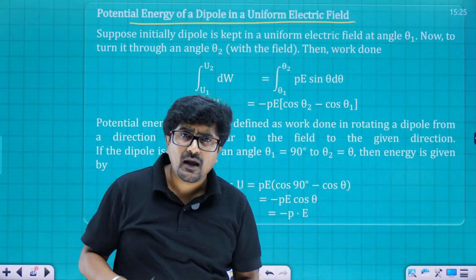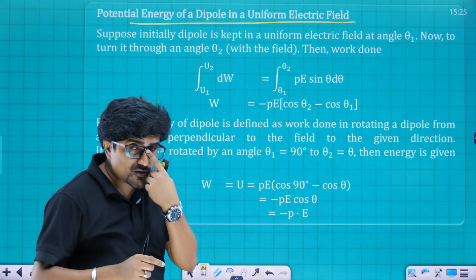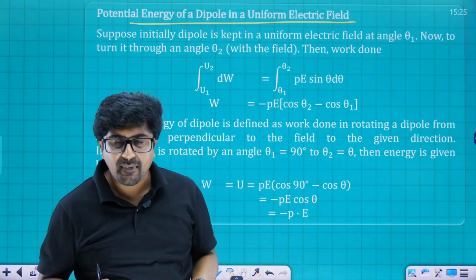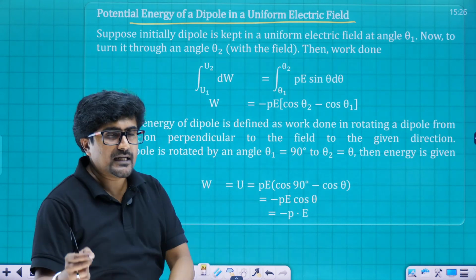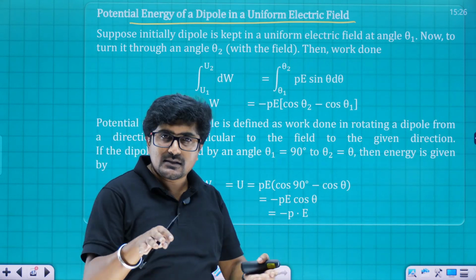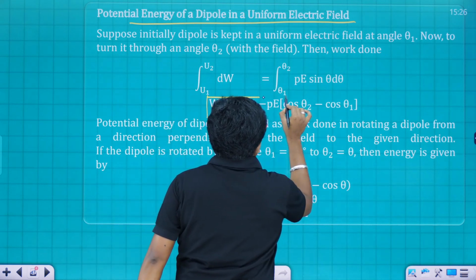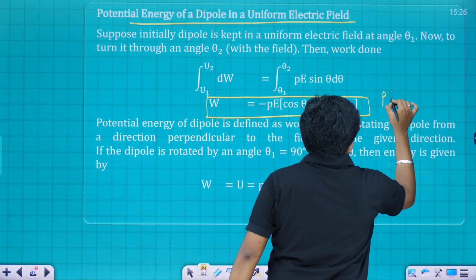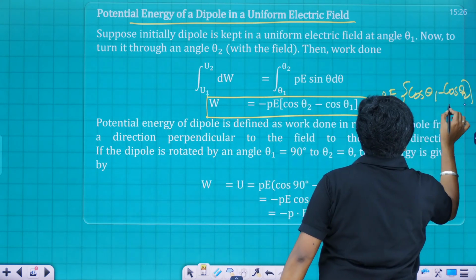Next, what about the potential energy of a dipole in a uniform electric field? If you have a dipole that is turned from an angle theta 1 to theta 2, it means initially the dipole moment was making an angle theta 1 with respect to the electric field, and later on it was aligned to another angle, theta 2, with respect to the electric field. In that case, the work done W is going to be minus P E times cos theta 2 minus cos theta 1. That can also be represented as PE into cos theta 1 minus cos theta 2. Both are the same thing.